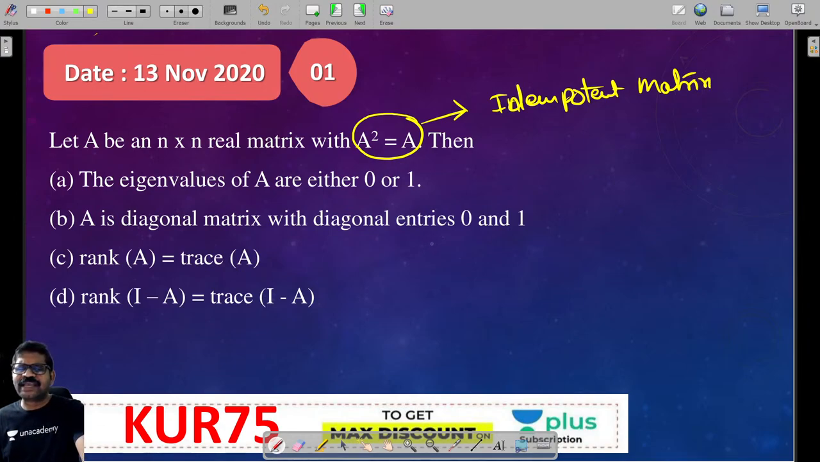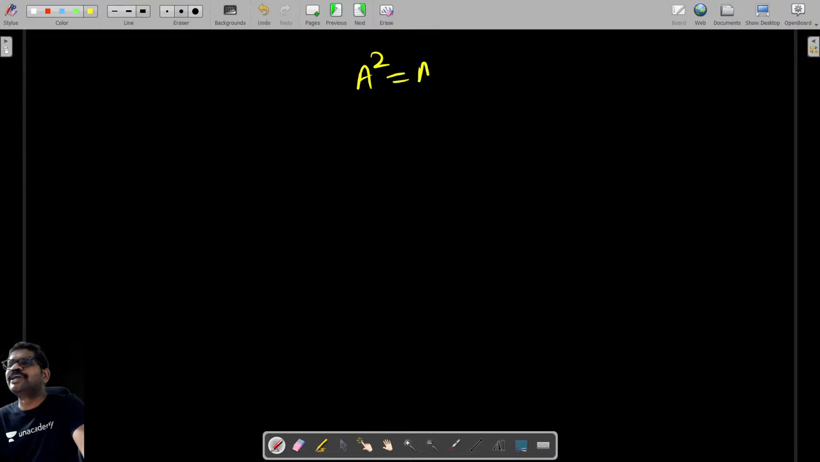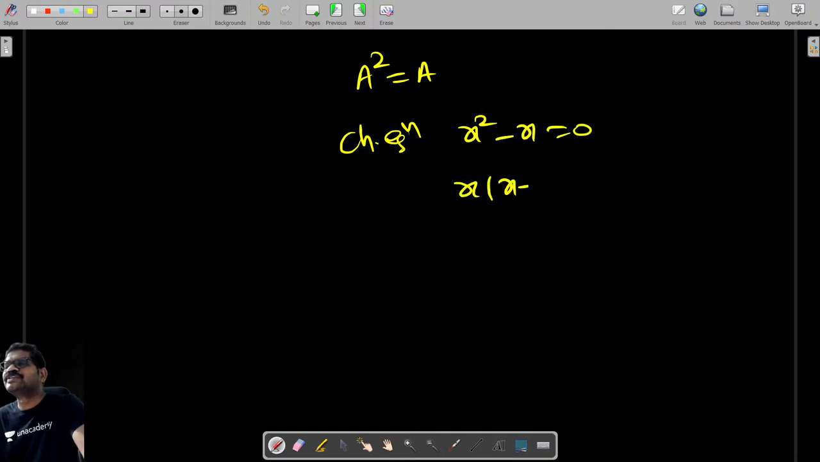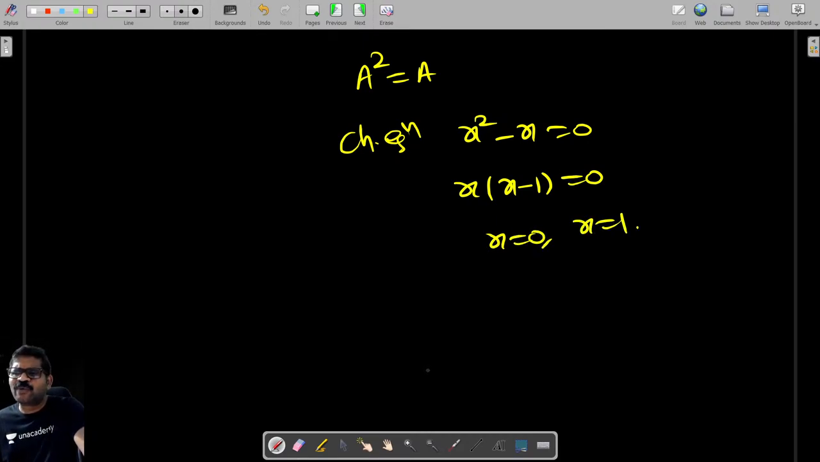Here, matrix A is an idempotent matrix. If matrix A is idempotent, whose eigenvalues are either 0 or 1? That's why the first one is true, because an idempotent matrix means A square equals A, whose characteristic equation is x square minus x equals 0. So x(x minus 1) equals 0, x equals 0, x equals 1. Therefore, 0 and 1 are eigenvalues of matrix A. Therefore, the first option is true.